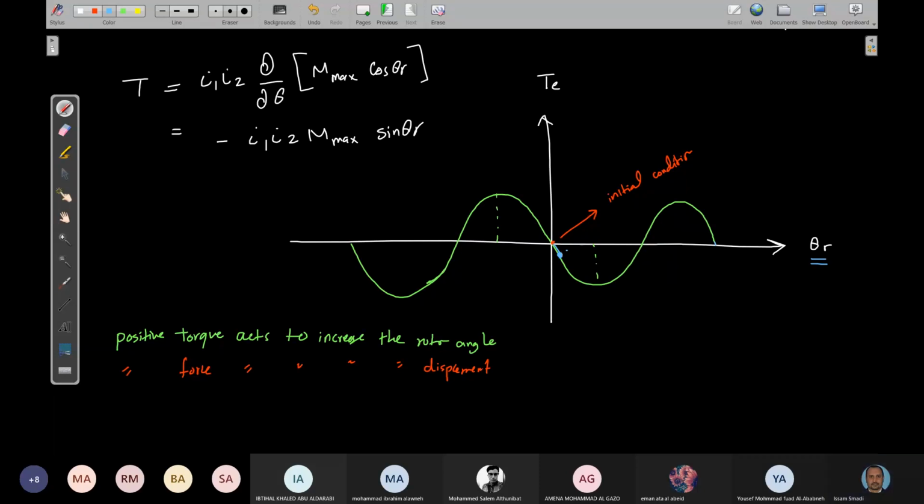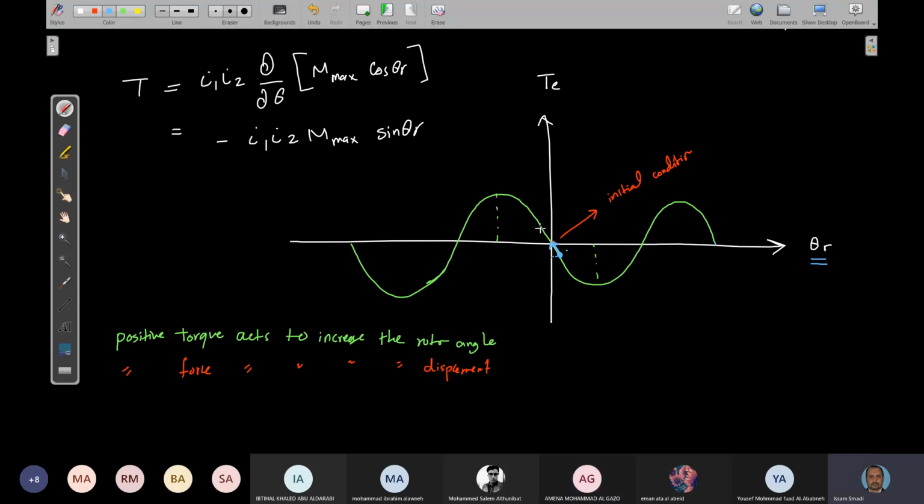Now, here, the torque is positive or negative? Negative. If the torque is negative, then the negative torque acts to decrease the rotor angle, correct? Because the positive torque acts to increase it. So simply this means that this point will return back to zero, yes or no? Yes. What about if we have the opposite scenario?